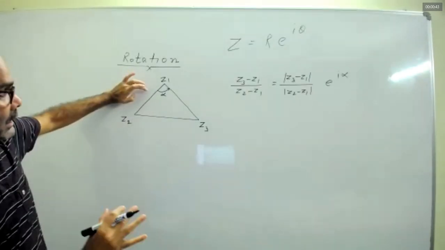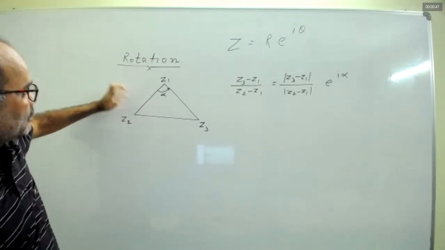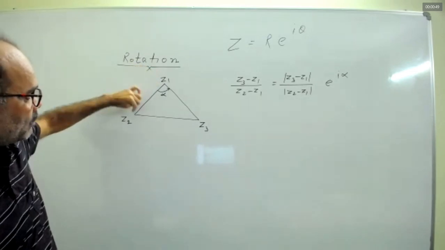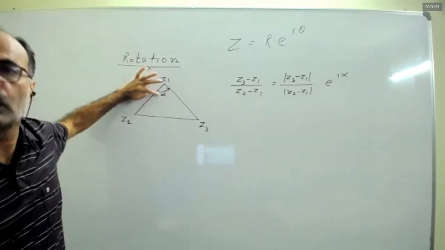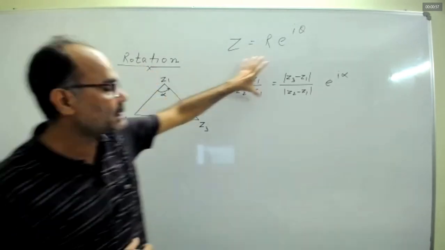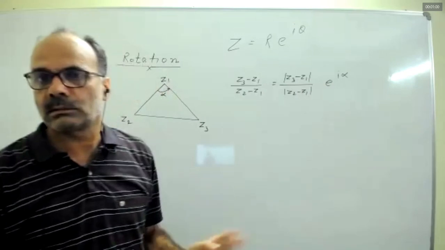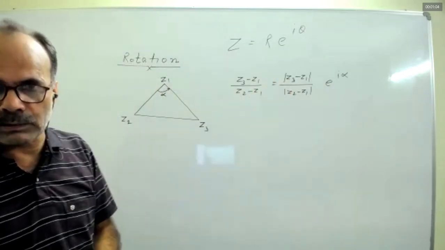And on the other hand, we can say if we rotate Z2 about Z1 in the anti-clockwise direction through an angle alpha, and the new position of Z2 is Z3, then this result can be established.